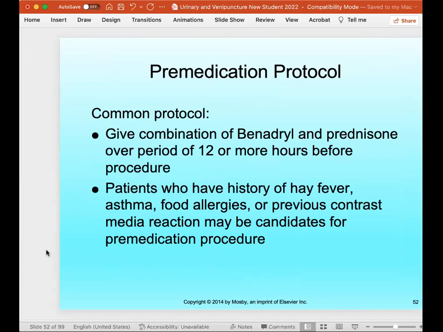Okay, so there could be a pre-medication protocol at certain places. Usually, if your patient has an allergy to iodine, we definitely need to pre-medicate them. So Benadryl and prednisone over a period of 12 or more hours is a very common pre-medication procedure or protocol for this.